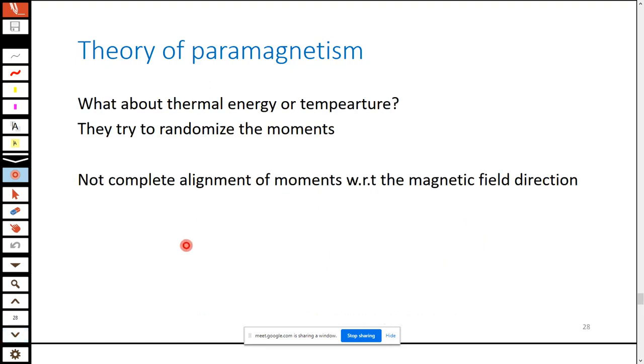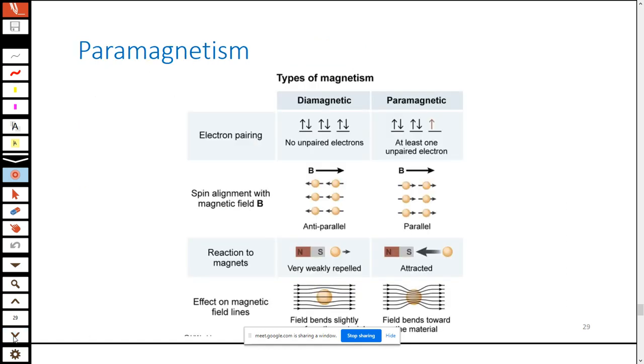And that's why there is always a competition between your applied magnetic field and the temperature, and depending on the ratio, you will have magnetization or not. But always you will have some finite magnetic moment aligning along the magnetic field, and that will give rise to some finite, positive magnetic moment in a paramagnet.